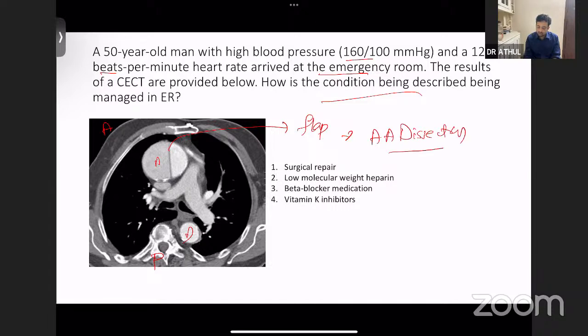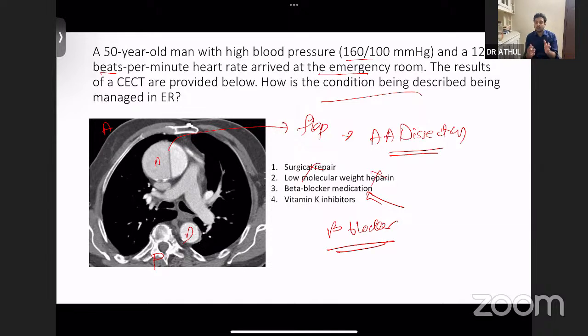So they are asking how will you manage dissection? Will you do an emergency surgery in the ER at first? No, you can't do a surgical repair. You don't need to start heparin. First, you have to control the heart rate because the heart rate is around 120 beats per minute. So you have to give beta blockers here. Okay, beta blockers you have to give. So this is how you should think.